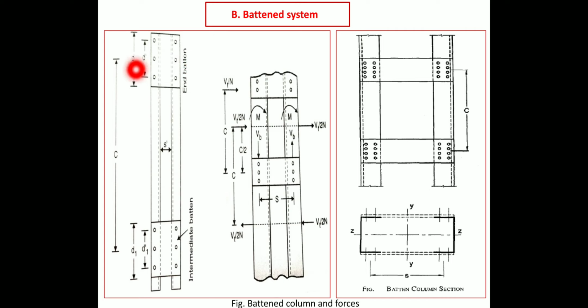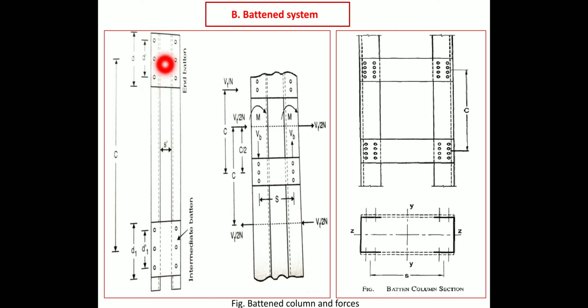Here we should remember that commonly we adopt 3 bolts in one column. So always remember, instead of 1 or 2 bolts, we commonly adopt 3 bolts in the case of the batten system, for the end, intermediate as well as top and bottom.